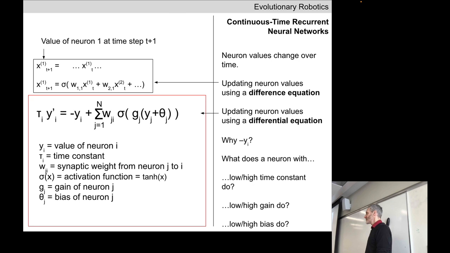Another set of parameters, the bias. You'll notice again we have a single subscript, which reminds us that every neuron in the CTRNN has its own bias. What is the bias for? Or what does the bias do?